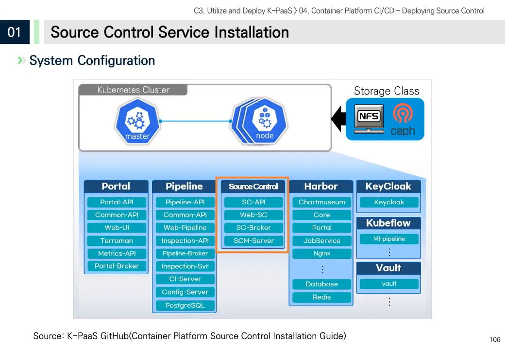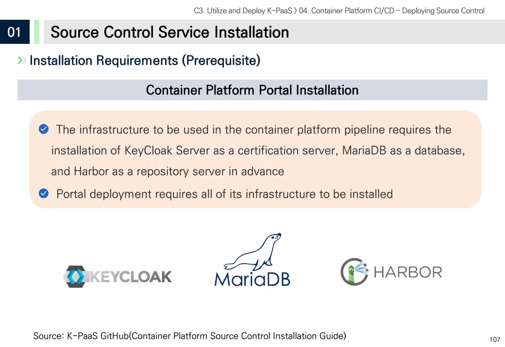This is the system configuration of the source control service. The prerequisite of the source control service is as follows. As with pipelines, there are a total of 3 infrastructures used by Container Platform Source Control. You need to install the Keycloak server, the database MariaDB, and the repository server Harbor beforehand. And all of these infrastructures must be installed when you deploy the Container Platform portal.